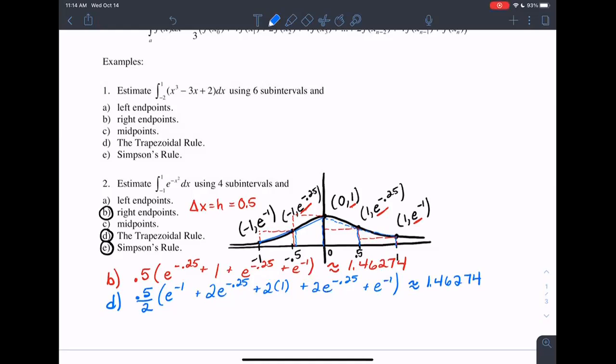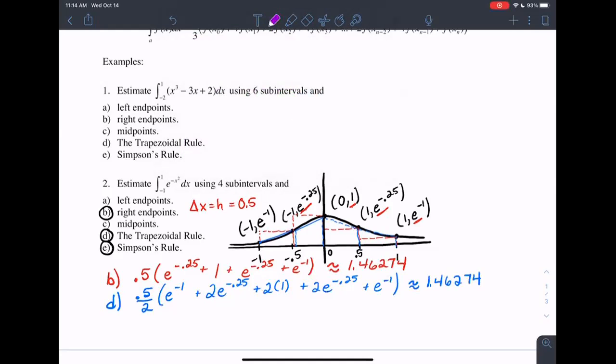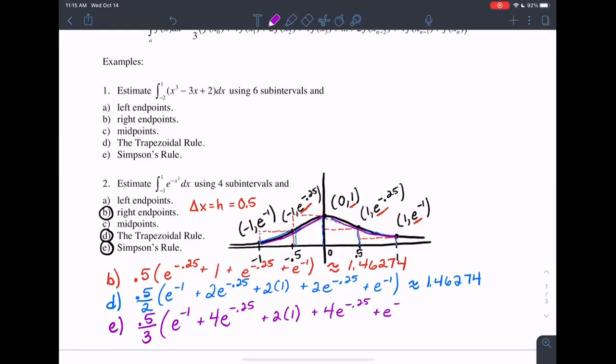Okay, cool. And then finally, the last one, let's use another color. We'll use this funky purple because I think it'll be easy to see. So we're using parabolic segments. Essentially, it's using 2 parabolas. So this time I want h over 3, and then left endpoint, and the 2's, that 2 changes to a 4. That 2 stays a 2. That 2 changes to a 4. And the last term stays the same.